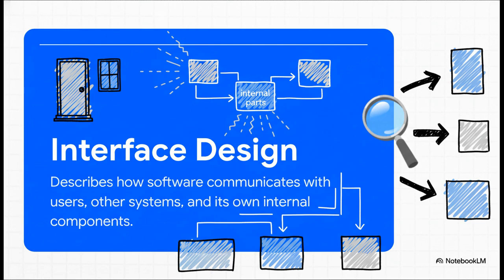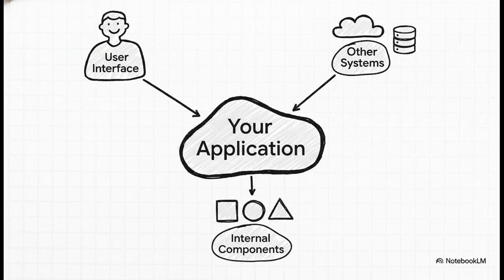That's kind of like the front door. But it also describes how it communicates with other systems, and just as important, how all its own internal parts, all those different rooms, talk to each other. It's basically the wiring that makes the whole house function. You can really break it down into three main types of connections.